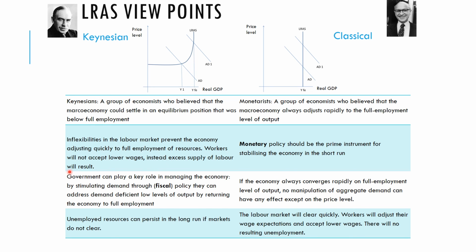So the government can play a key role in managing the economy by stimulating demand through fiscal policy. In the Keynesian view of the world. In the classical view of the world, the economy always converges rapidly on full employment, and so no manipulation of aggregate demand can have any effect except on the price level.